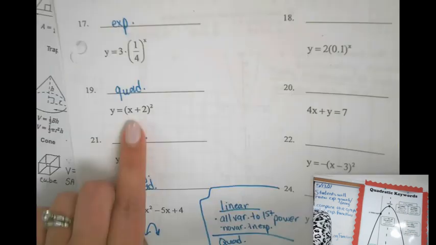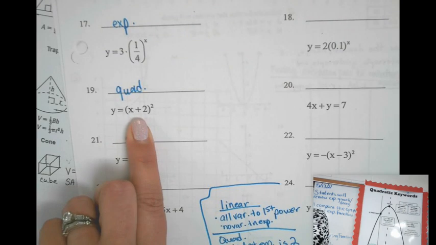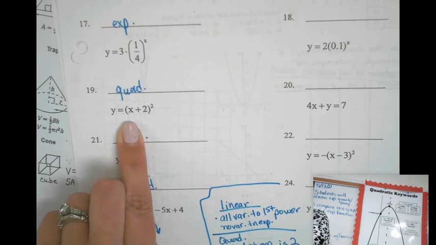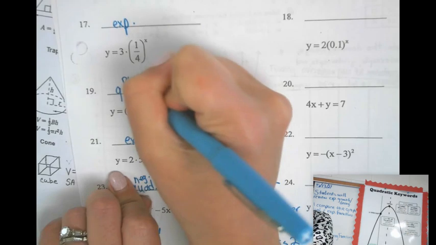When I look at number 19, we would actually have to distribute this out, x plus 2 times x plus 2, to see what it looks like. But there's a 1 in front of that x there, so we know that this would be a positive quadratic.